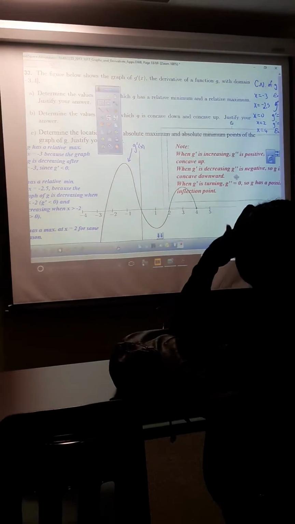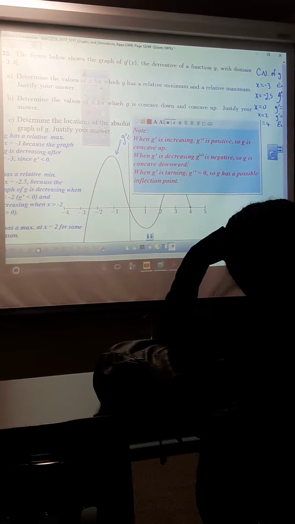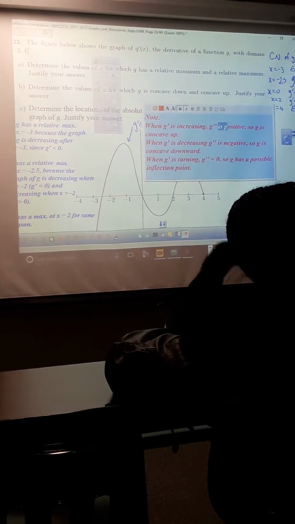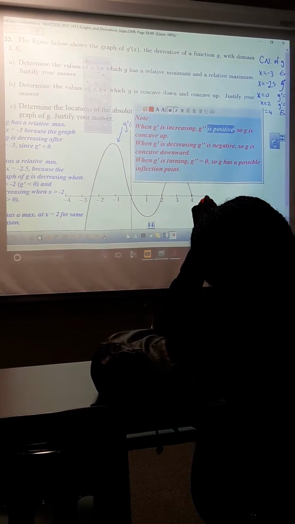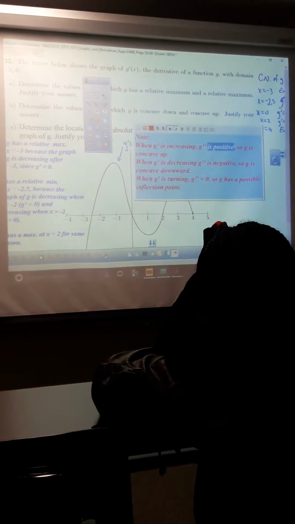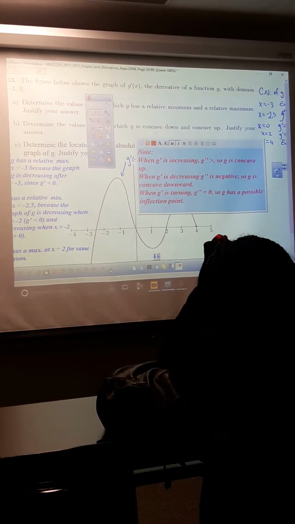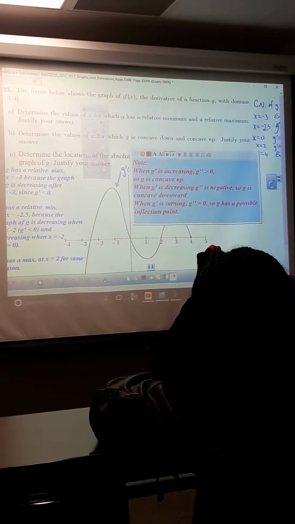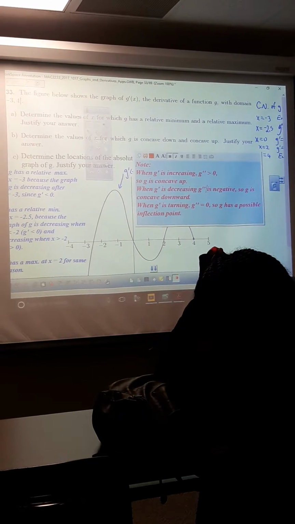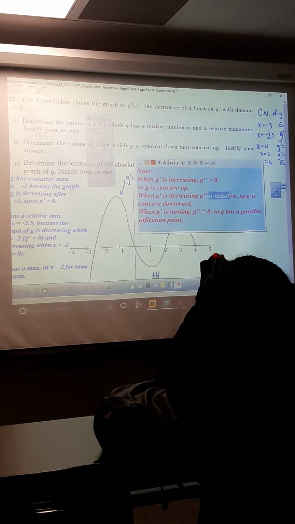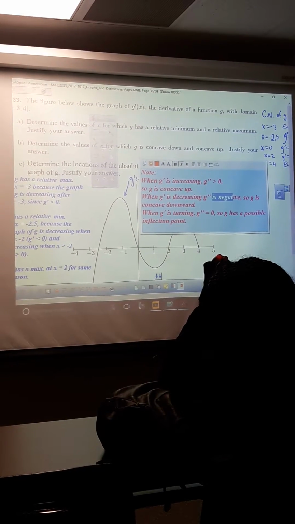The note says, I'm going to try to fix this. When g prime is increasing, g double prime is greater than 0, so g is concave up. When g prime is decreasing, g double prime is less than 0.